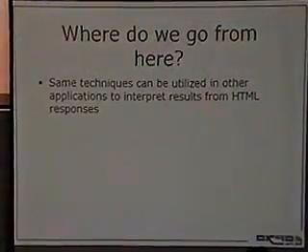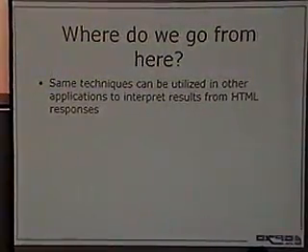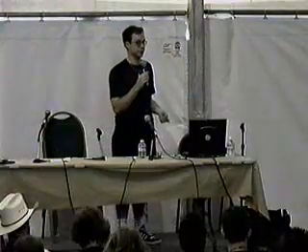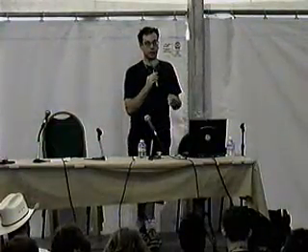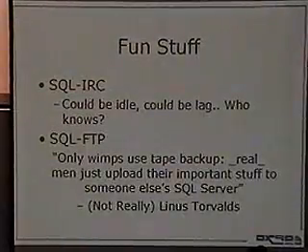So, where do we go from here? Well, the same techniques could be utilized in other types of applications that still interpret results from HTML responses. As long as you're trying to read values, or read information subtly from what comes back, you can use a similar signature set to work from there and filter it out similarly. Even if it's more than 2, you can just filter out the 3 and do comparisons along the 3 or more. But you guys want to know fun stuff, right?